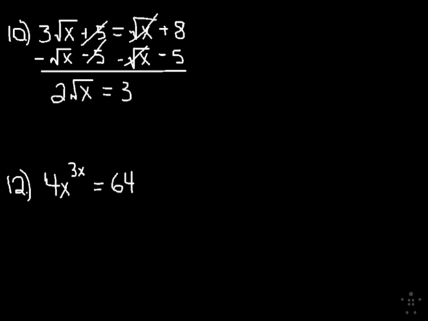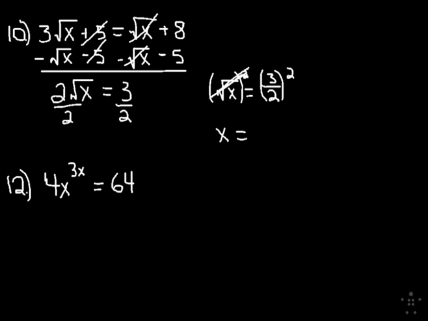Now to solve for x, I would divide both sides by 2. And so the square root of x is equal to 3 over 2. And the way that you get rid of a square root is you square it. So square both sides, and a square and a square root cancel. So x is equal to 3 squared, which is 9, over 2 squared, which is 4. So x is equal to 9 over 4.